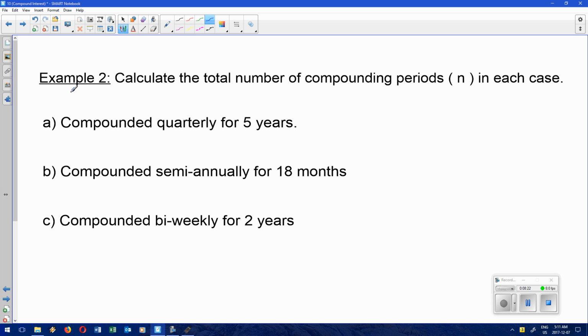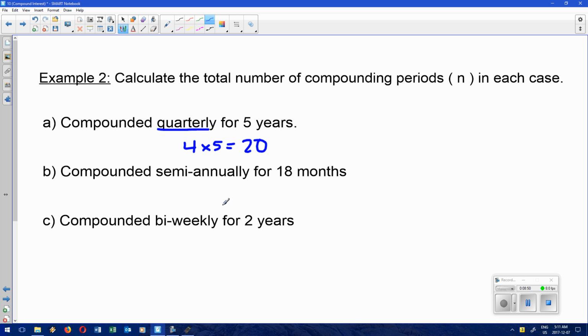Okay, similarly for N, this is the total number of compounding periods. So it's not just how many years it is. Unlike simple interest, it's how many times am I putting the money in. For example, compounded quarterly, so that's 4 times per year, and I'm doing that for 5 years. So it's just going to be 4 times 5, which is 20. My value of N would be 20.